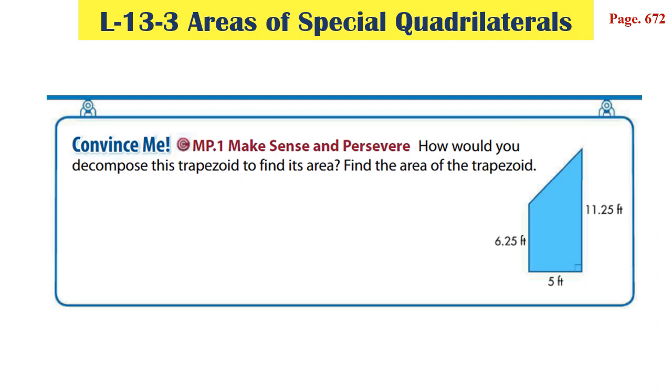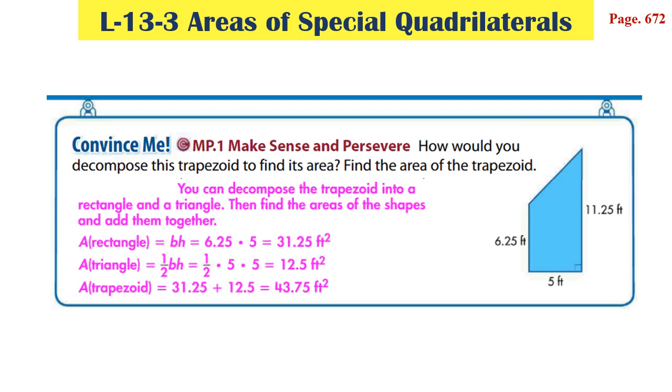Alright. Now tell me the answer for the convince me question. How would you decompose this trapezoid to find its area? Find the area of the trapezoid. Very good. You can decompose the trapezoid into a rectangle and a triangle. Then find the areas of the shapes and add them together.